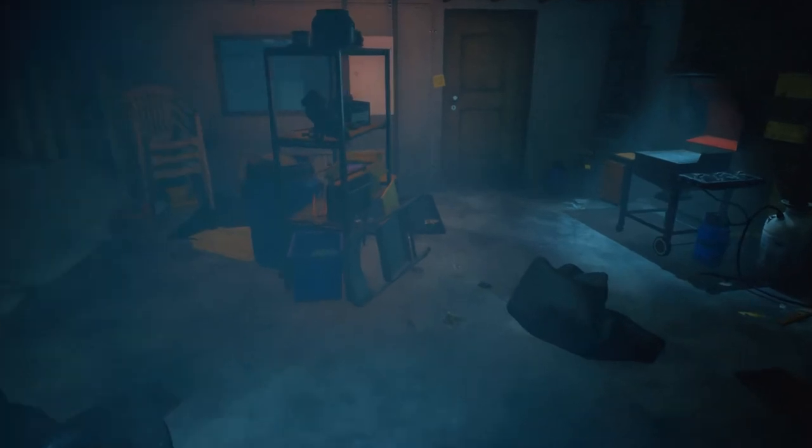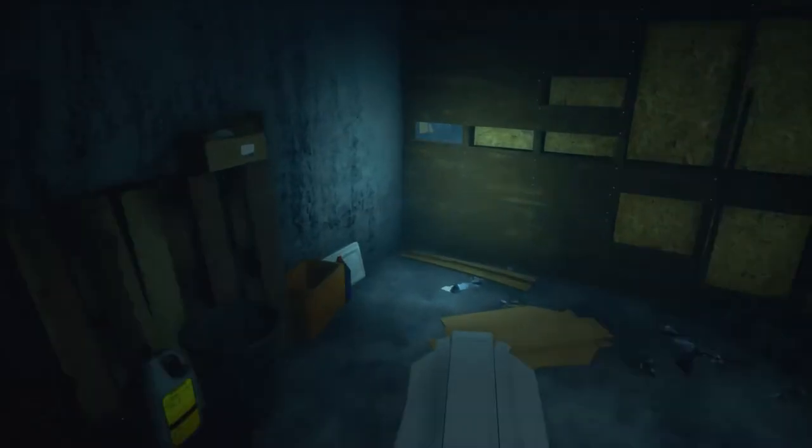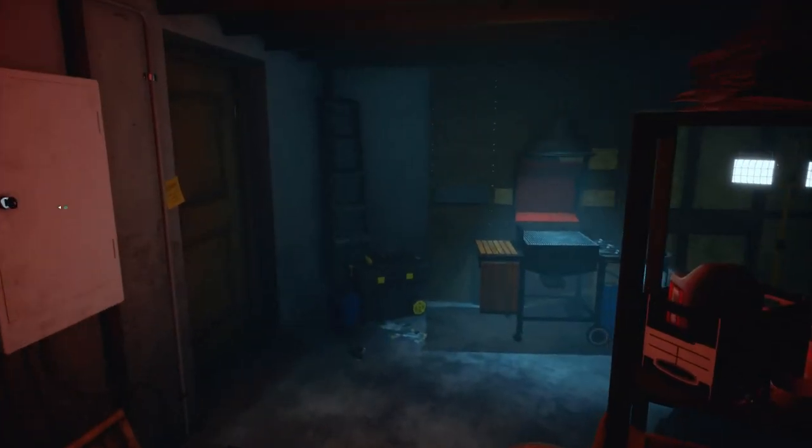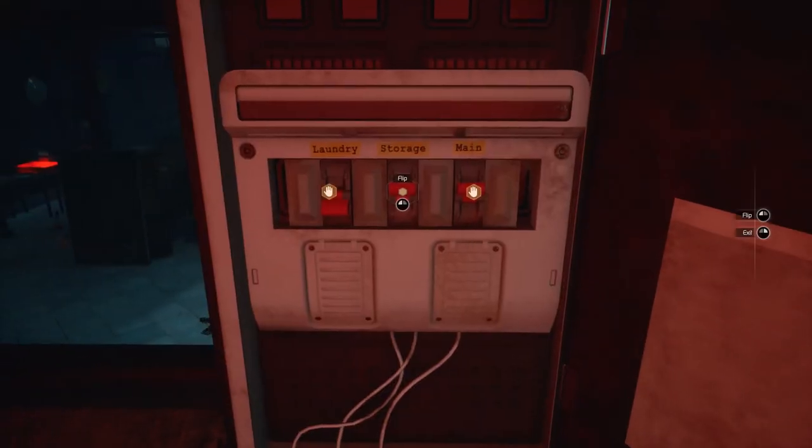I guess I might play a little bit with the fuses, because maybe it's relevant if I disable them all. Like if everything is in darkness, maybe it will somehow change the environment.